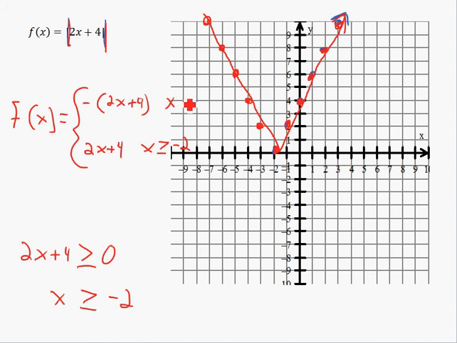And you can see that. Look here. Here's negative 2. To the right of that, where the x values are larger than negative 2, we see the line 2x plus 4. But to the left of it, we see the line negative 2x plus 4. It's going up this way as opposed to down this way. It doesn't equal 2x plus 4 over here. It equals the opposite of it because it flipped it over the axis. So if you graph both of these things, you would see that it would look just like this V as well.